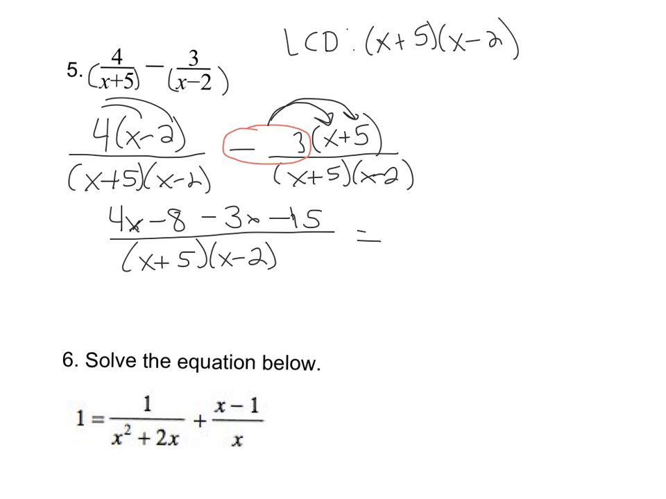So if I simplify this, 4x minus 3x is 1x. -8 minus 15 is -23. All over x plus 5, x minus 2. And since nothing really simplifies in the numerator, it doesn't factor or anything, this is simply my answer.